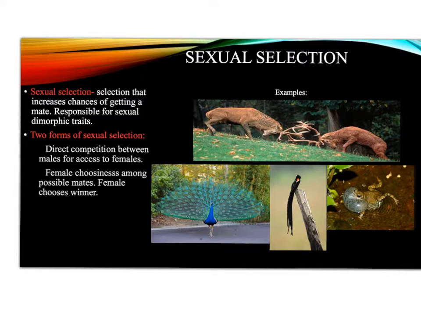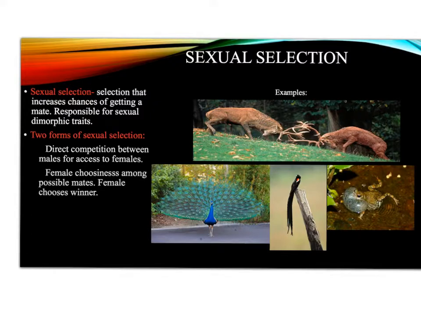There are two forms of sexual selection. There is direct competition between males for access to females and female choosiness among possible mates. The female chooses the winner. In this example, we see two male deer in direct battle competing for a female mate. The winner of battle will gain access to females, whereas the loser will forfeit its chance to mate. Male-male competition will promote armaments that allow for victories in battle.